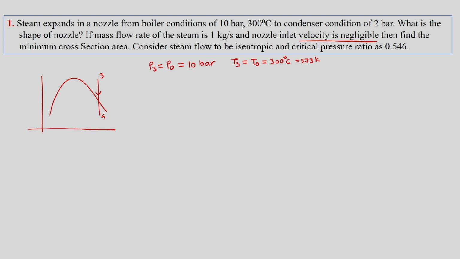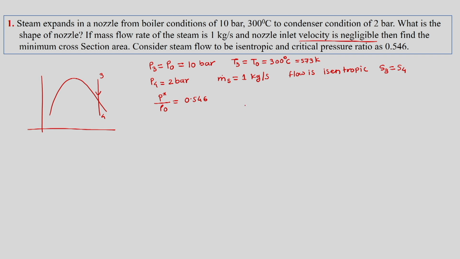Now we are also told that the condenser pressure P4 is equal to 2 bar. We also know that m dot s, the mass flow rate of steam, is 1 kg per second. We are told that the flow is isentropic, so S3 is equal to S4. We have also been told that P star upon P naught is equal to 0.546. So this is the critical condition.